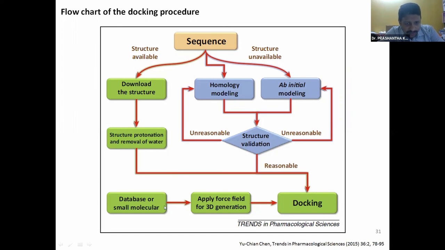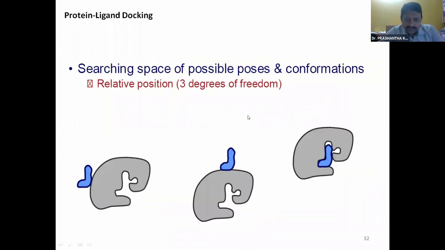Look for the small molecules, do the energy minimization. That's what we did. Universal force field, that is what we applied. Then we generated the 3D conformations and used them for the docking. That's the entire procedure. Now, how is the energy related?